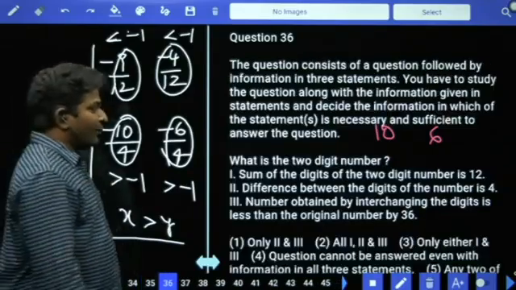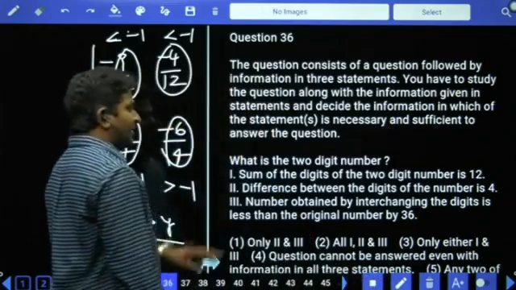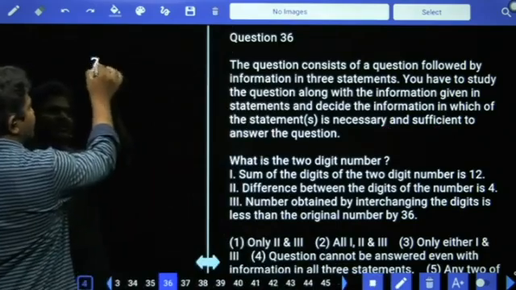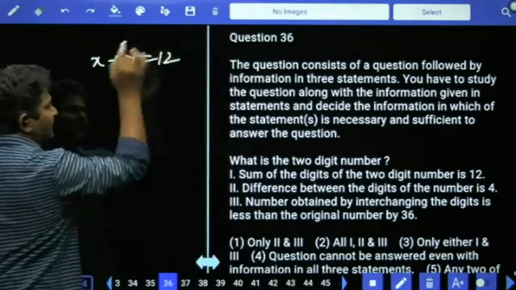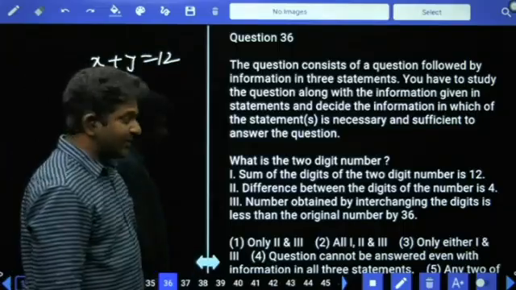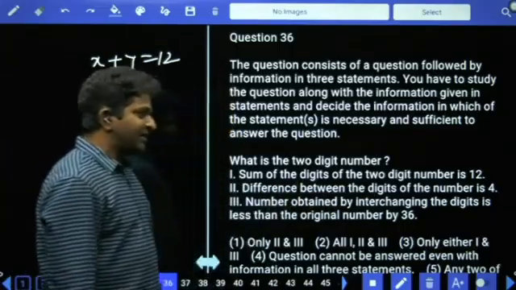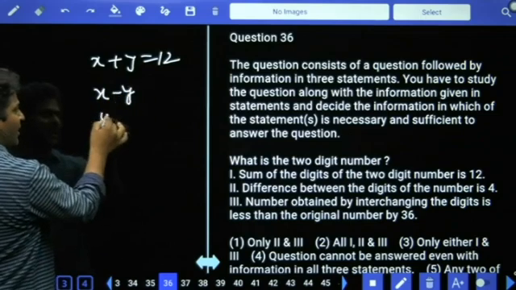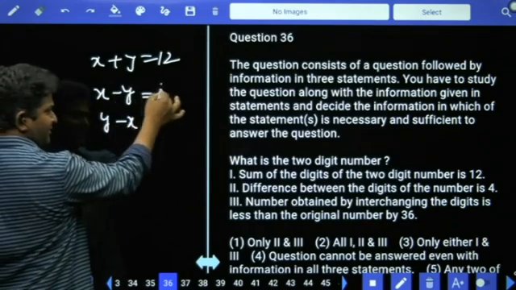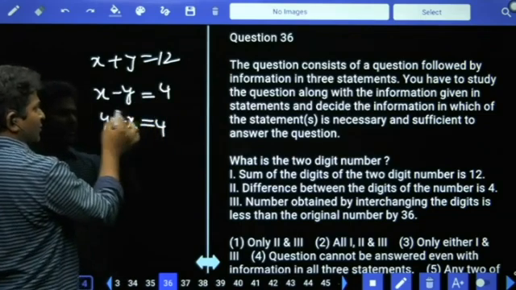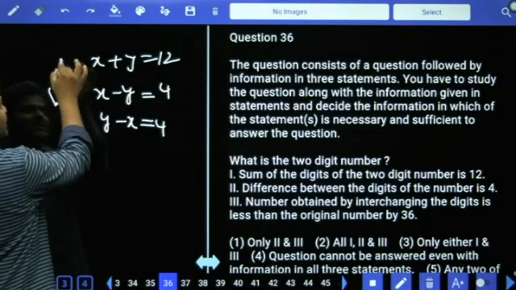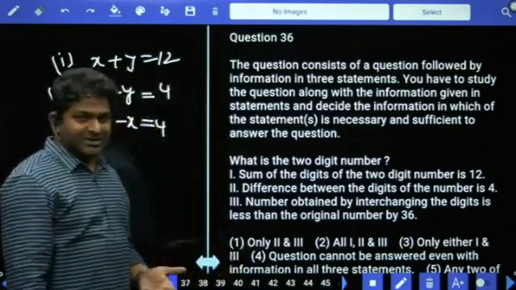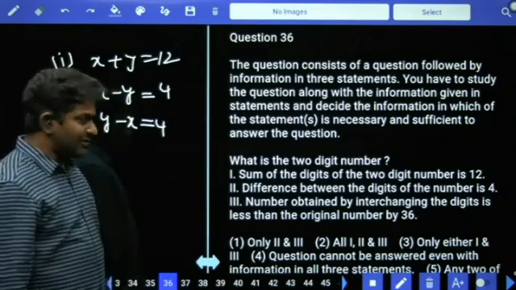Next. What is a two-digit number? The sum of digits of the two-digit number is 12. Using only the sum of digits, we will get multiple possibilities. So 1 alone is not sufficient. The difference between the digits is equal to 4. If it is a difference, it can be x minus y or y minus x. Anything is possible. So 2 alone is also not sufficient because there can be n number of combinations where the difference is equal to 4.